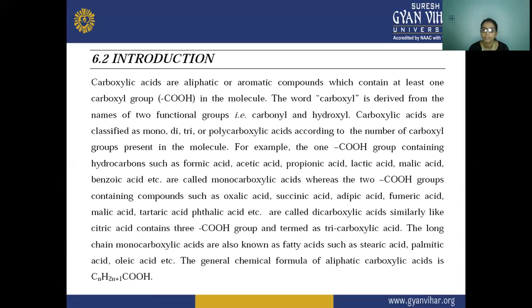Means these carboxylic acids are aliphatic as well as aromatic. Aliphatic means the compounds that are in a chain, and the carboxylic acids are those compounds also, and the organic compounds present on the benzene ring are also included. And these aromatic as well as aliphatic compounds contain at least one carboxylic group. So they have one carboxylic group, the COOH functional group, on these aliphatic or aromatic compounds.